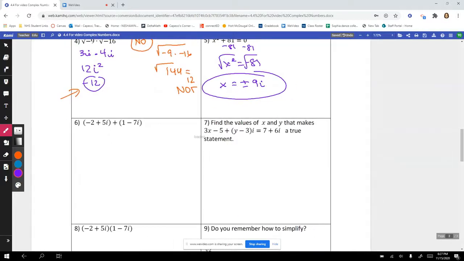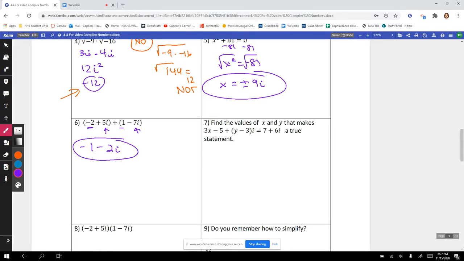All right, so now we're going to add. Here comes our complex numbers, right? I have a real number, an imaginary number, a real number, an imaginary number. So I'm going to combine my real numbers first. Negative 2 and 1 gives me negative 1. 5i and negative 7i gives me negative 2i. And again, we like to list our real numbers first.